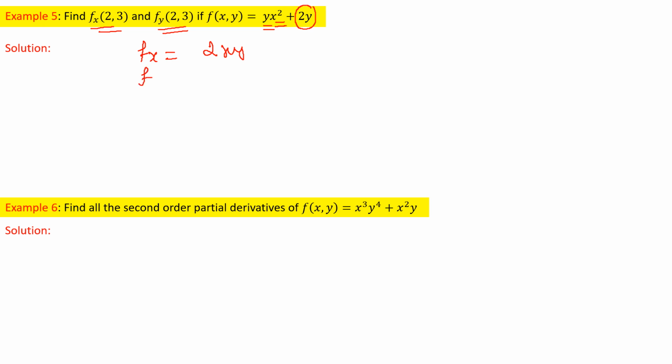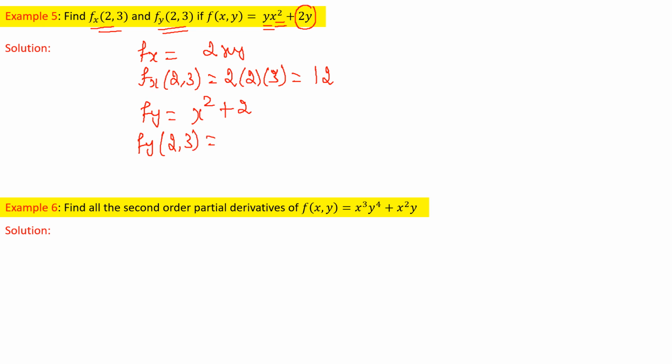We are asked to calculate fx at the point 2, 3. That means in the result of fx, replace x by 2 and replace y by 3. So that will give you 12. Then calculate fy. That means derivative of the function f partially with respect to y. So that will give you x squared plus 2. Then I have to calculate fy at the point 2, 3. So that will give you 6.